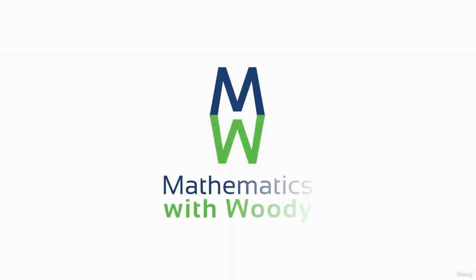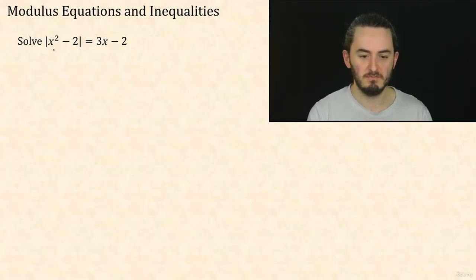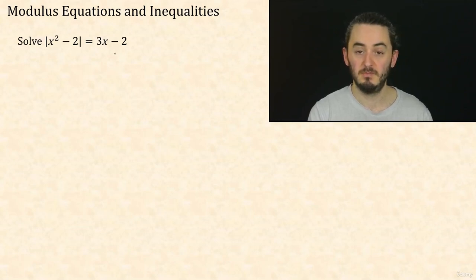Now that we've seen how to solve equations and inequalities involving moduluses, let's have a look at how to apply that to a situation where we're dealing with the mod of a quadratic. Let's have a look at this. All right, so here's our equation. The modulus of x squared minus 2 is equal to 3x minus 2. So what's going on here?